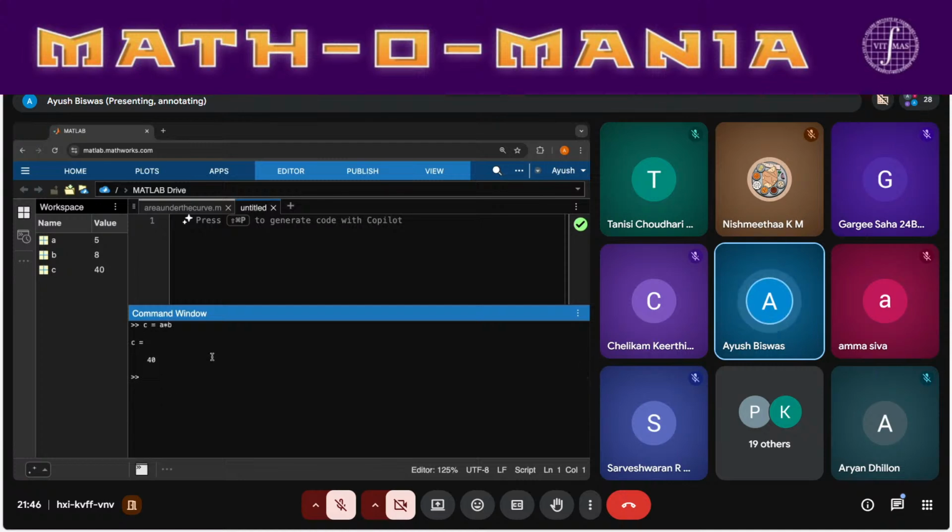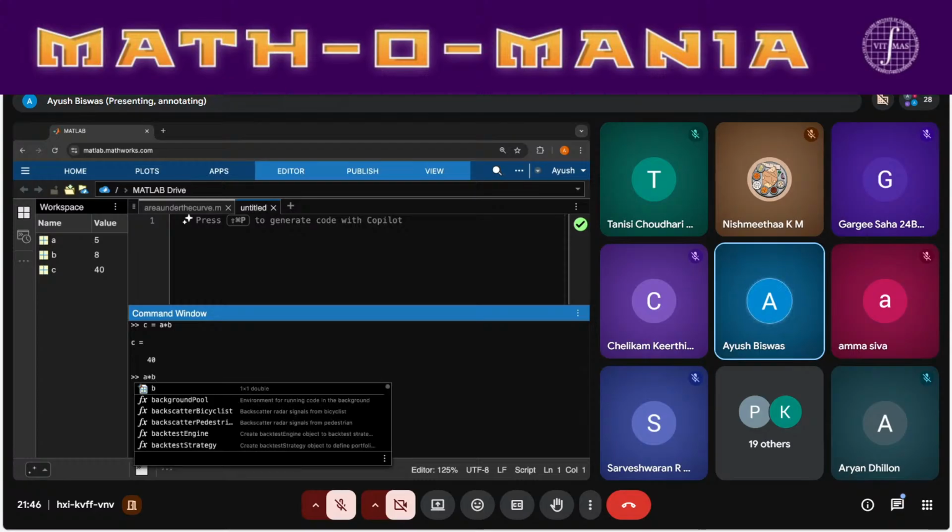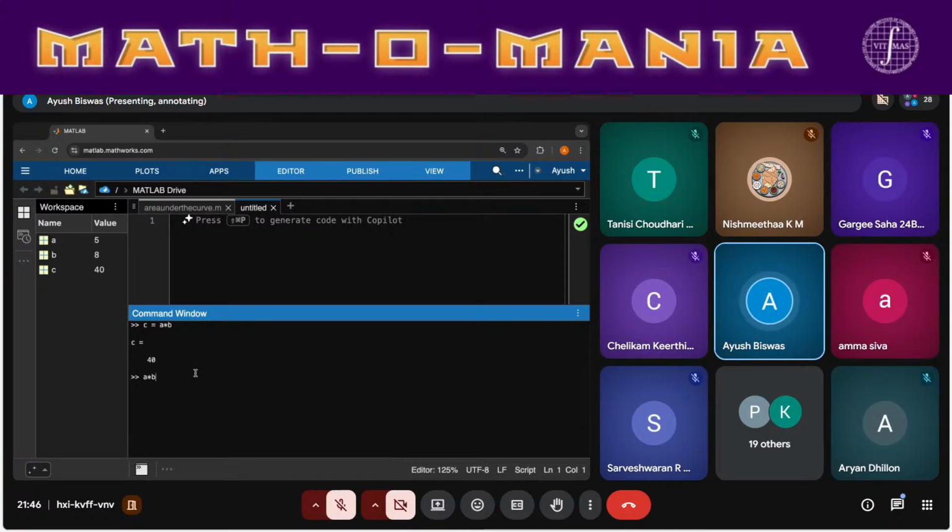Now there's another thing you can do if you just quickly need to verify the results and you don't need to store the result of a times b. You can just do a times b, and that will give you the answer. MATLAB by default stores any calculation you do in a temporary variable called answer, ans in short.